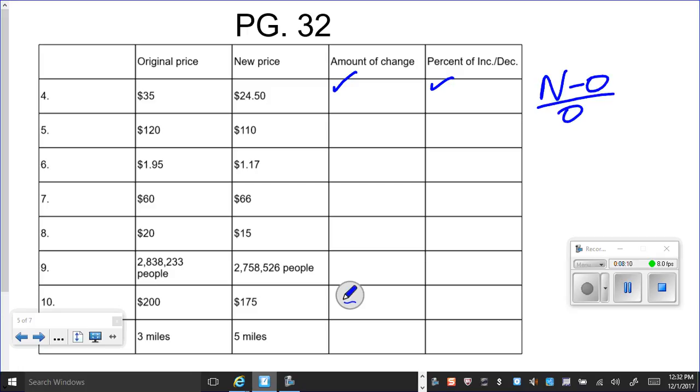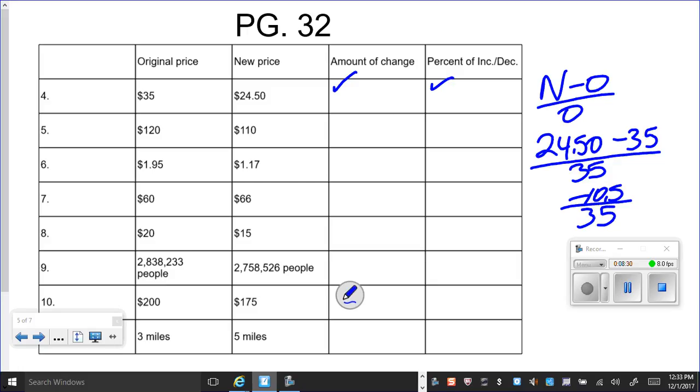So the new price is 24.5. The old price is original 35. We are going to subtract 24.5 minus 35, and we're going to get negative 10.5. And we're going to divide that by 35. But now we have to see that they are asking us for the amount of change. The amount of change is the answer to your subtraction problem at the top of the fraction. So the amount of change is negative 10.5.